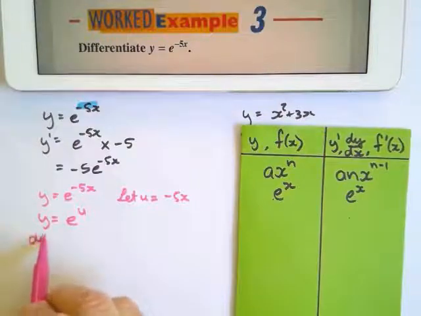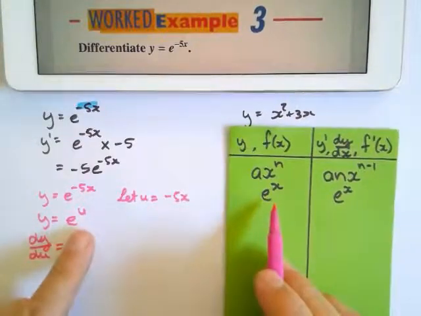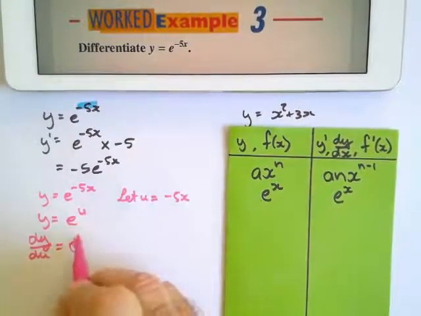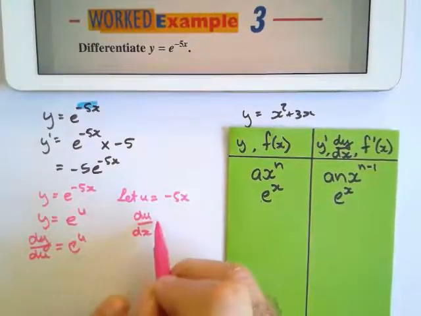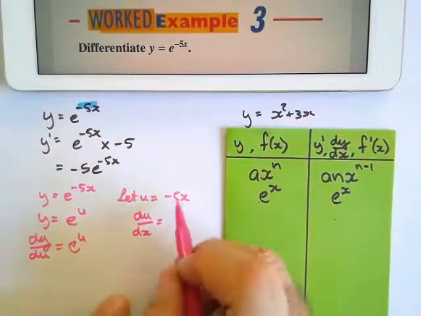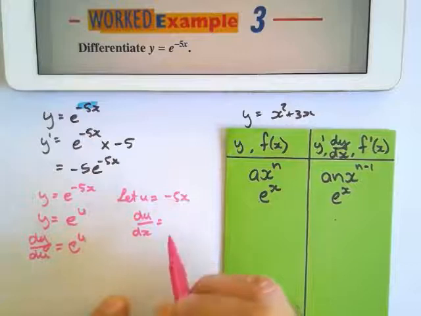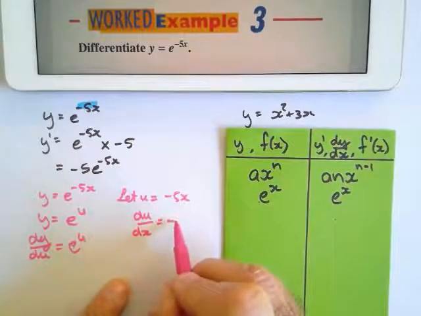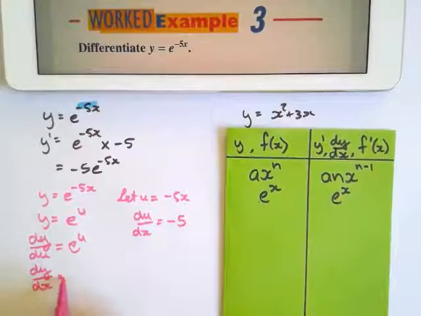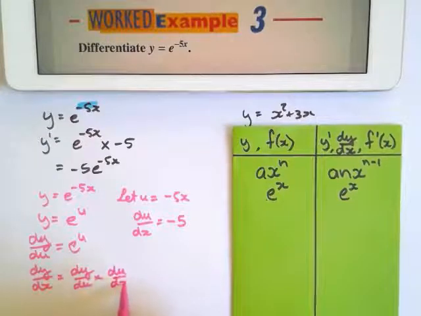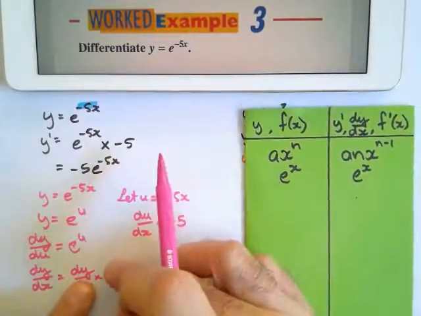Now I can say, what is dy in terms of u? What is dy/du? And e to the power u stays e to the power u. What is du/dx? The change in u in terms of x. Then the derivative of that is minus 5. Now to find dy/dx, and I have to write the step, dy/dx is dy/du multiplied by du/dx, because those cancel, and I have dy/dx.